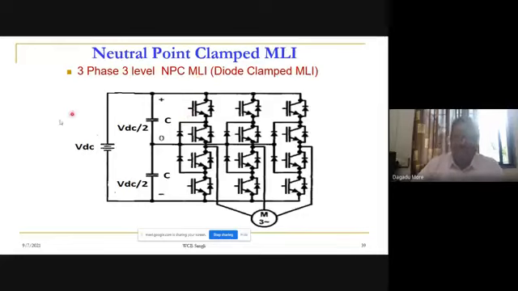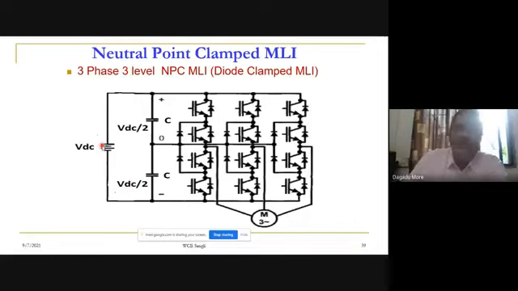So this is our circuit configuration, and we'll discuss it. This is our DC supply. We have a single DC supply, and we want to split it into two equal parts, VDC by 2 and VDC by 2. What arrangement can you suggest? What should be one of the possible options?